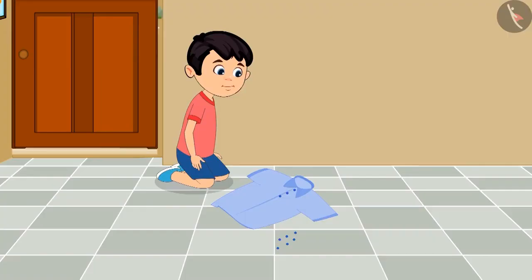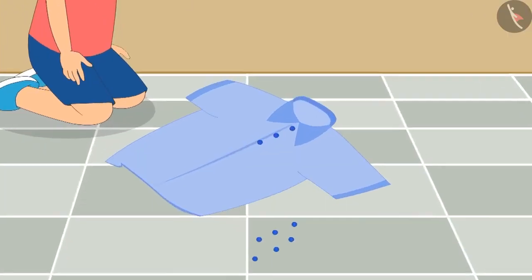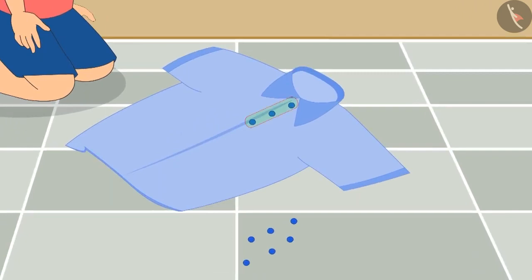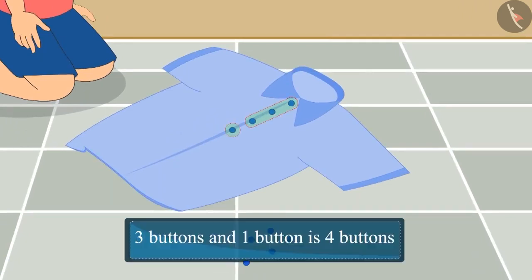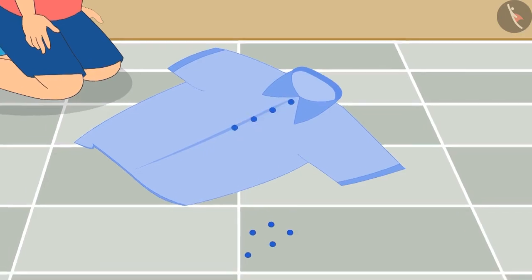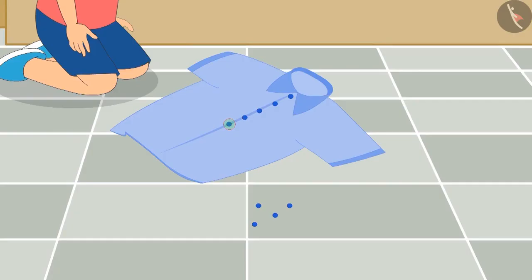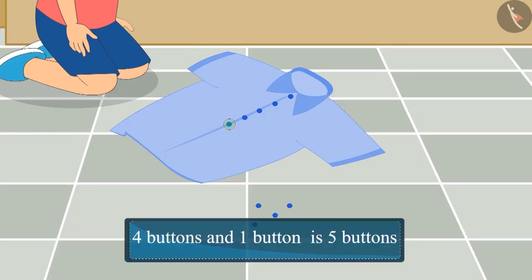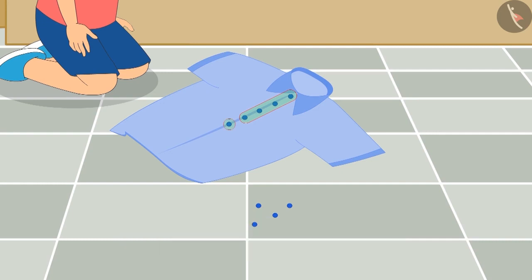Today, Chotu wants to stitch a few buttons on his shirt. He already stitched 3 buttons and then he stitched one more button. 3 buttons and 1 button is 4 buttons. Now Chotu has stitched one more button on his shirt. So 4 buttons and 1 more button is 5 buttons.